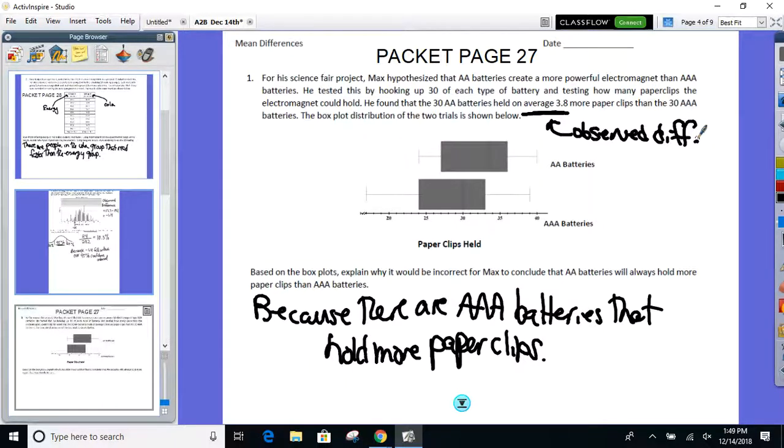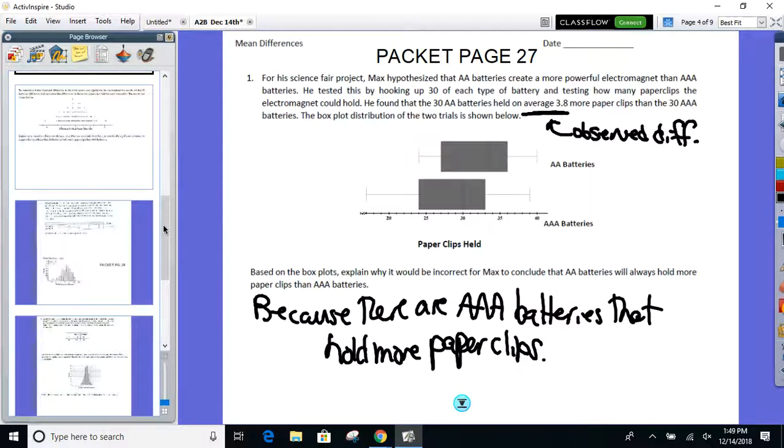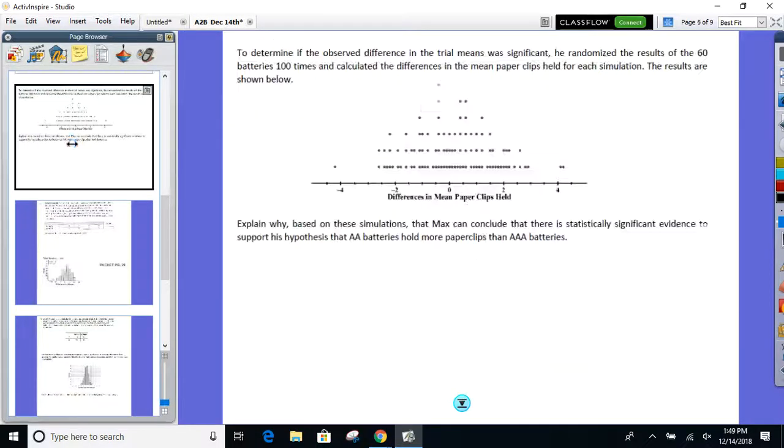And then he did a simulation, which you can go to right at the bottom of that page. Take a look at the simulation and locate where 3.8 is. I think we know the answer right away, but we still mathematically have to show it. Everyone see where 3.8 would lie? Somewhere in there.